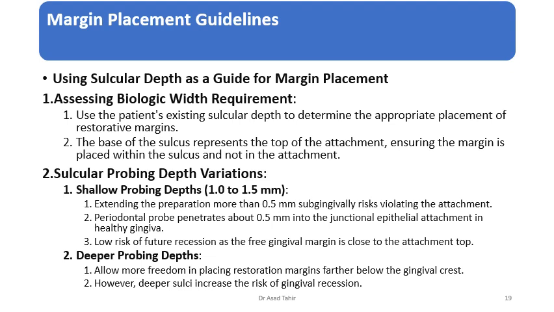Shallow probing depths, 1 to 1.5 mm. Extending the preparation more than 0.5 mm subgingivally risks violating the attachment. A periodontal probe penetrates about 0.5 mm into the junctional epithelial attachment in healthy gingiva. Low risk of future recession as the free gingival margin is close to the attachment top.